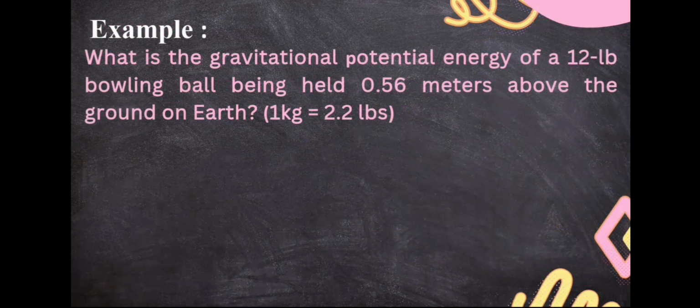Now let's take another example. What is the gravitational potential energy of a 12 pound bowling ball being held 0.56 meters above the ground on the earth? One kilogram is equal to 2.2 pounds. So we will use the formula again.